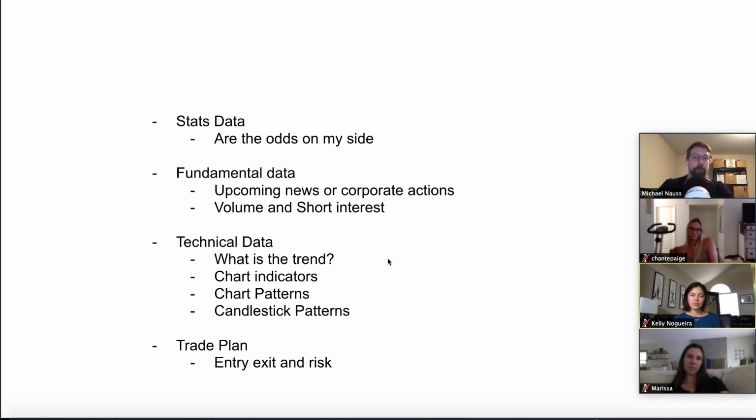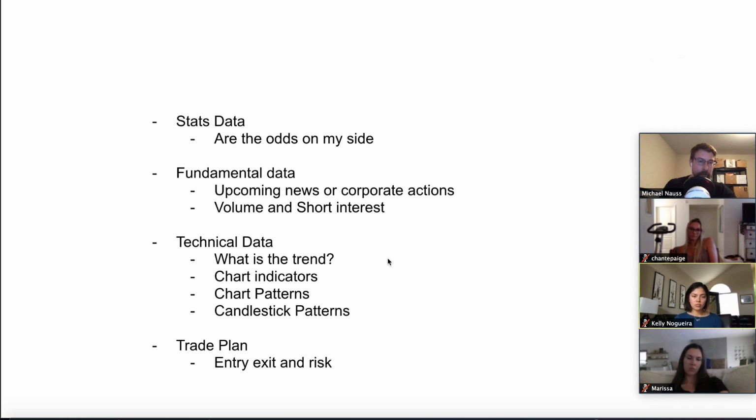And then, this is something I'll send to you guys so you can have a little checklist. When it comes to the fundamental data, is there any news or earnings coming up, which we talked about last week, I believe? What's the volume? What's the short interest? These types of fundamental-style indicators.